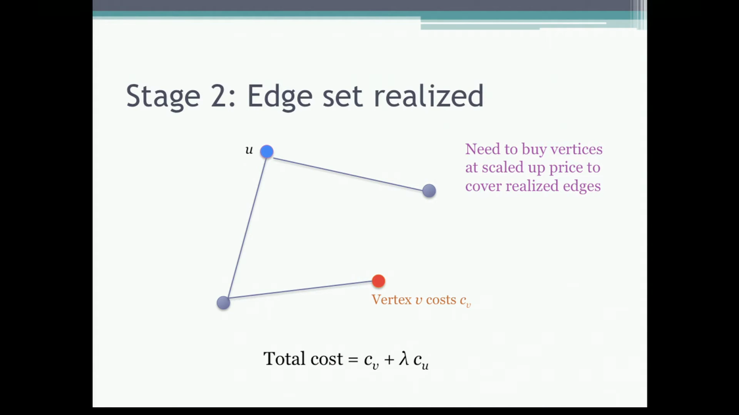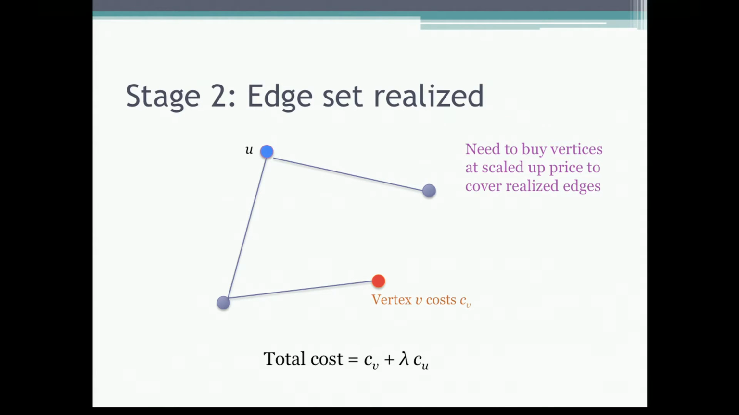So a set of edges from the distribution gets realized. And now it has to buy enough vertices to cover all these edges, to actually form a vertex cover. But after the edges get realized, the cost of all these edges increases by some factor lambda. So now if it has to buy vertices, it has to pay a factor lambda more. So initially it bought the red vertex. Now suppose it buys this vertex to cover these edges. The cost it pays is CV because it bought this vertex before, plus lambda times CU because it is buying this vertex now.